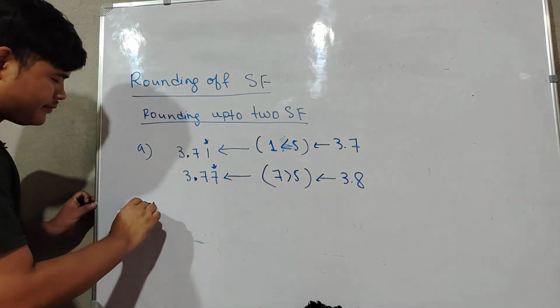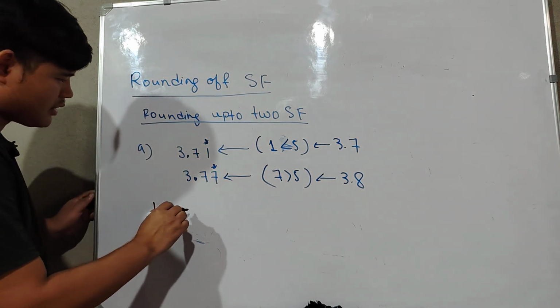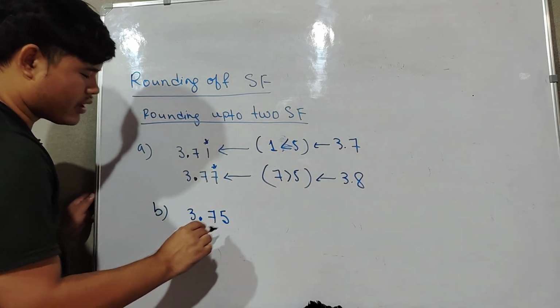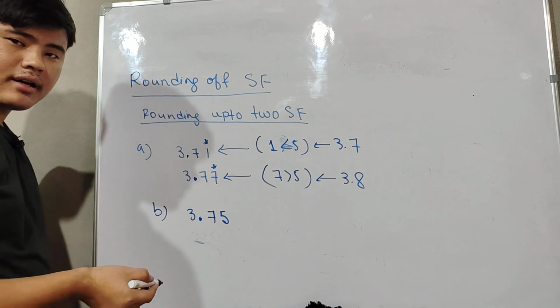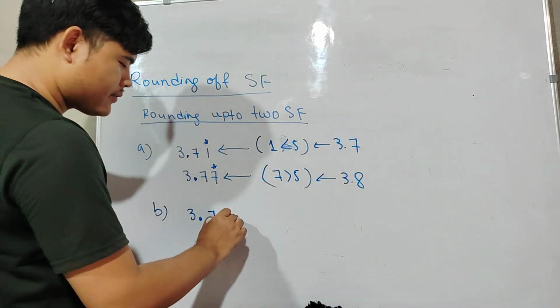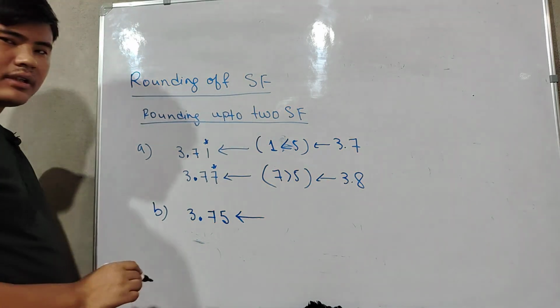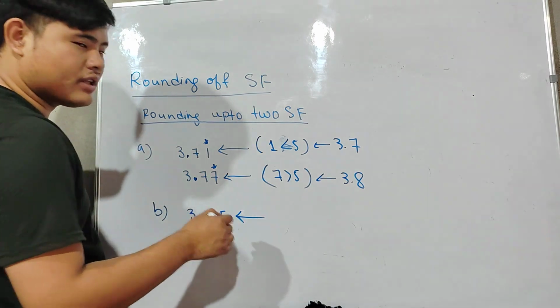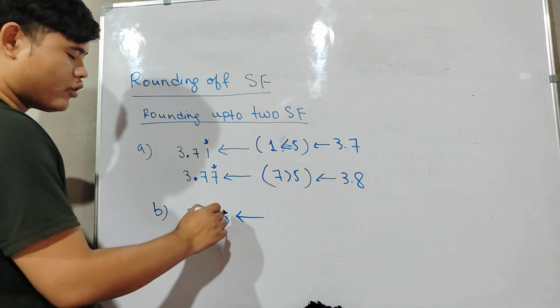Okay, next, if it comes like this, 3.75, then what will you do? It is in the middle now, right? So what will you do if it is in the middle? If it is in the middle, then you have to watch for another figure, that is the fourth figure.